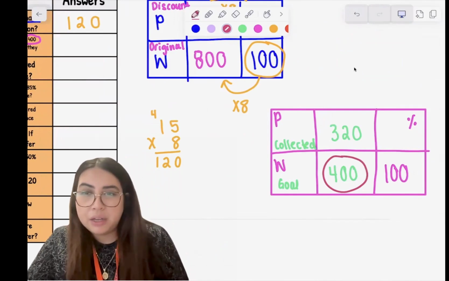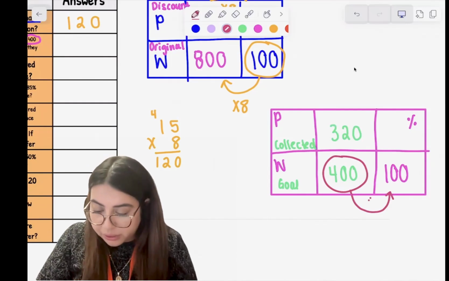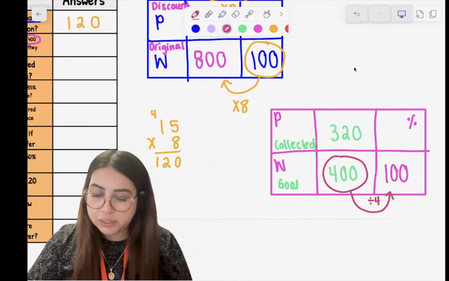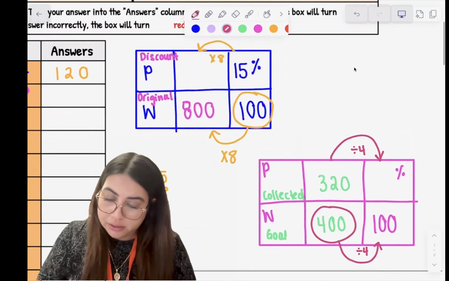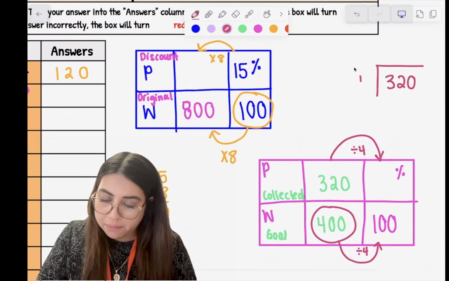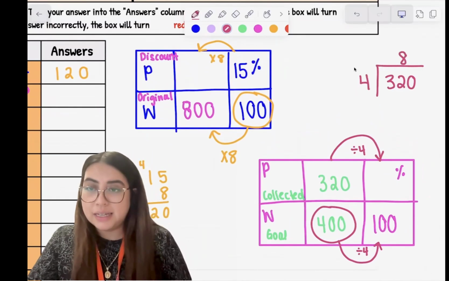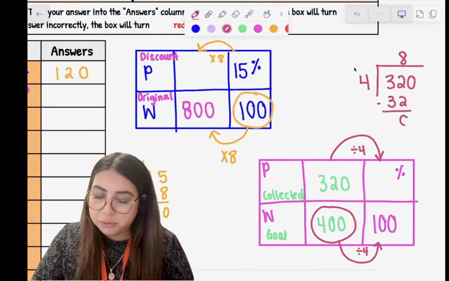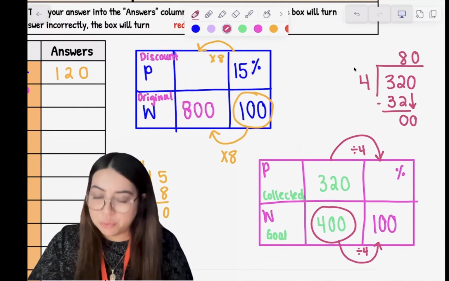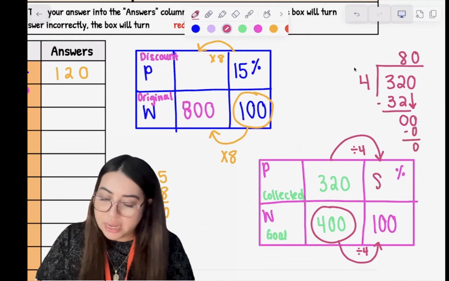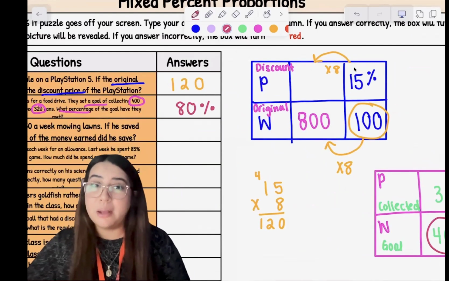I'm trying to see what relationship I can use, and I see that from 400 to 100, I'm going from a big number to a small number, so I'm going to divide by 4. That means I'm also going to do 320 divided by 4. Let's go ahead and do that division. 4 can't go into 3, so I'm going to go 32. 4 into 32 is 8 times, because 8 times 4 is 32. Subtract to get 0, bring the 0 down. 4 into 0 is 0 times. So they have only reached 80% of their goal. So 80% goes there. Don't forget the percent sign because you're talking about a percent.